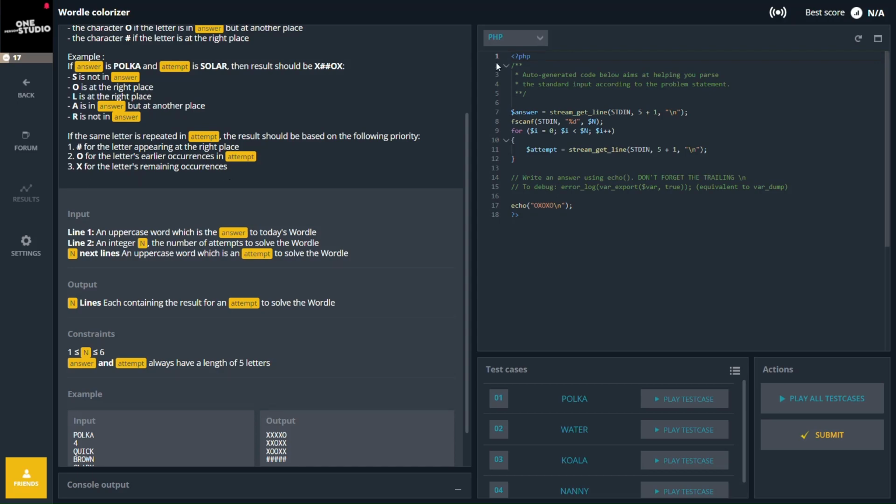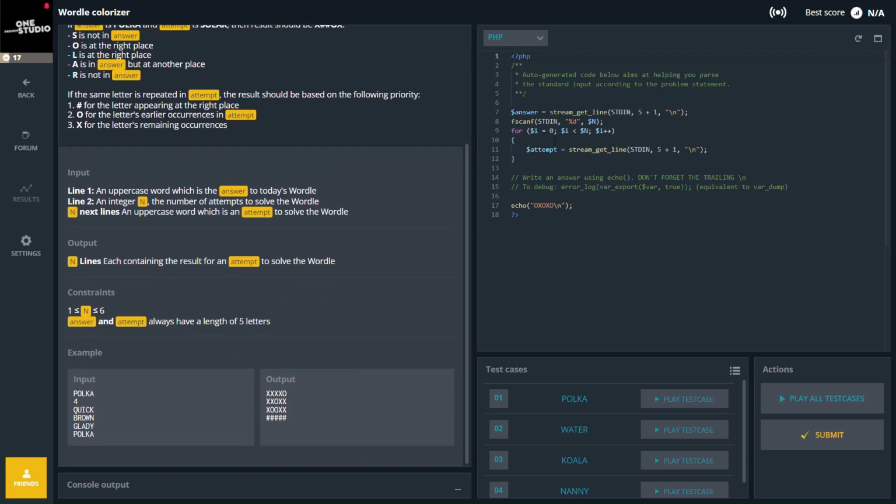I'm using PHP for this solution. The first line is an uppercase word, which is the answer to today's Wordle. The second line is an integer n, the number of attempts to solve the Wordle. The next n lines are each an uppercase word, which is an attempt to solve the Wordle. Output: n lines, each containing a result for an attempt to solve the Wordle.